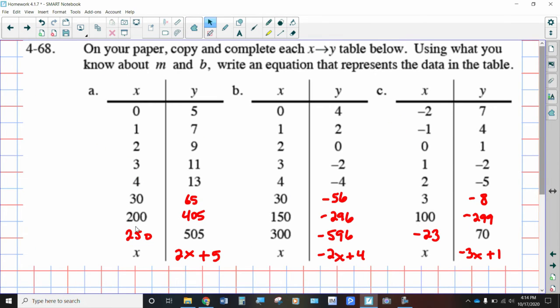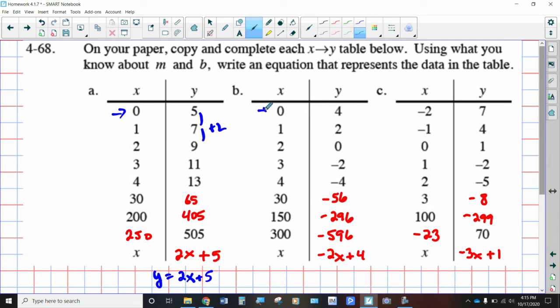All right, now let's look at some tables and see if we can figure out patterns of growth. It looks like this one is increasing by 2 every single time, and the y-intercept happens to be 5, so y equals 2x plus 5 fits this table. And now when you know what x is, you can figure out what y is, and if you know what y is, you can figure out what x is by doing simple algebra.